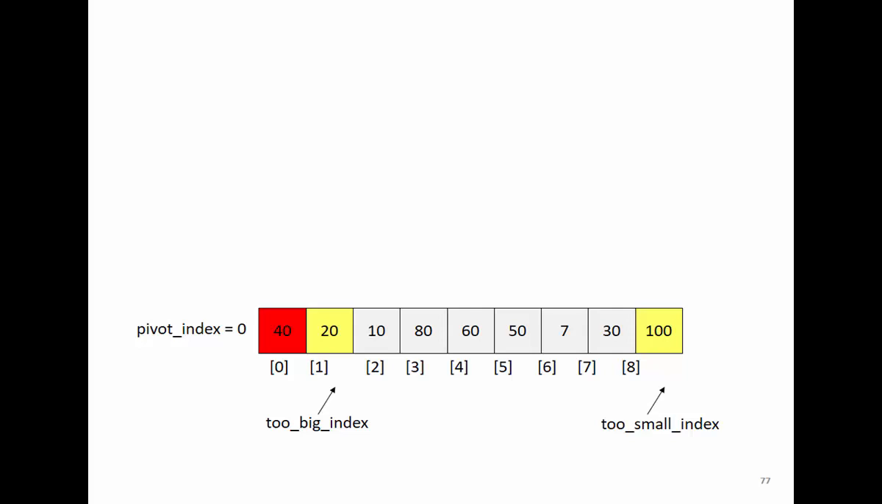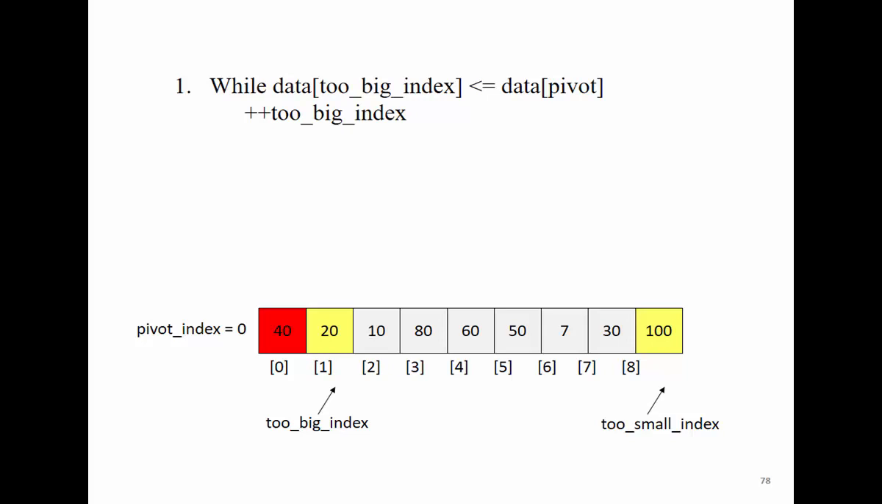We start from element 2, because element 2 is the next element. It is 20, that's the two big index, and this is the two small index. You see, two indices: two big and two small index. So, while the two big index points to a value less than the value at the pivot, where the pivot index is equal to 0, we're going to increment the two big index. So let us do the while loop. If we do the while loop, we keep incrementing.